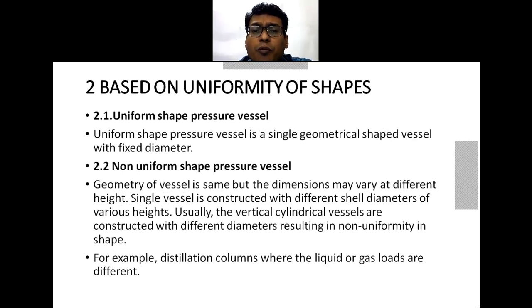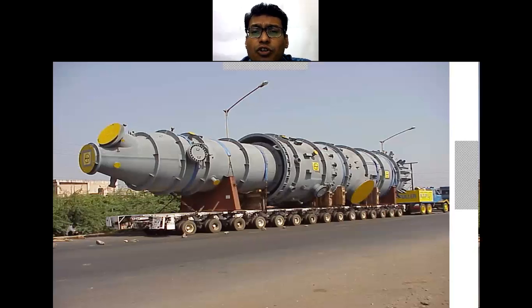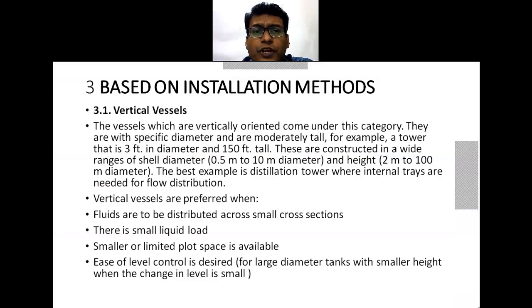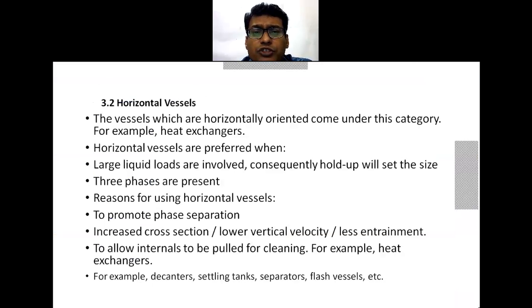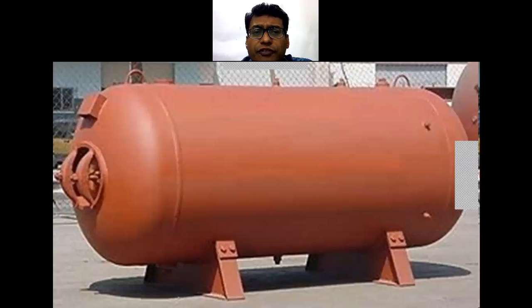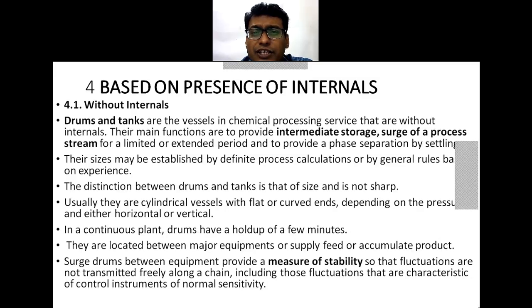Then based on the uniformity of shape, there are uniform shape pressure vessels and non-uniform shape pressure vessels, based on the dimensional variations as well as the change in the geometries. Then based on installation method, they are vertically installed or horizontally installed, which are different categories, or sometimes inclined, depending on the process requirement. Then based on the presence of internals, there are vessels with internals and without internals.